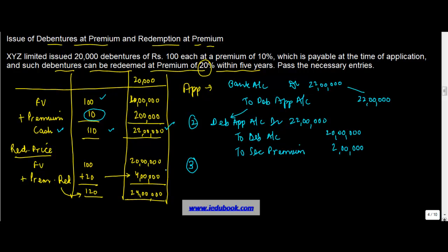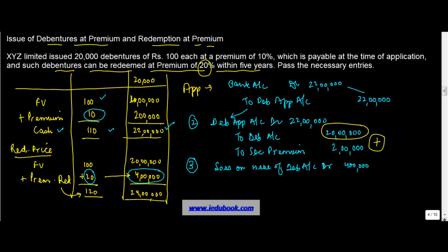Then when we look at this, basically we see that there's a redemption premium of 20 rupees, or 400,000, that has to be paid. Now, as you would have seen earlier, the premium to be paid on redemption is to be debited to loss on issue of debenture account. And this has to be debited by the total premium payable. And this amount will be credited to debenture redemption premium account. Right?